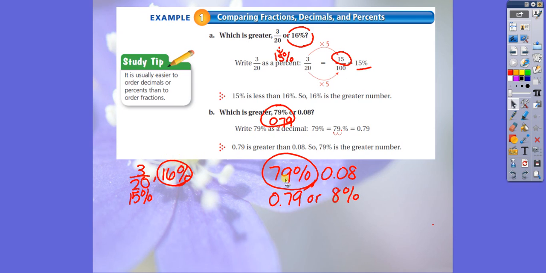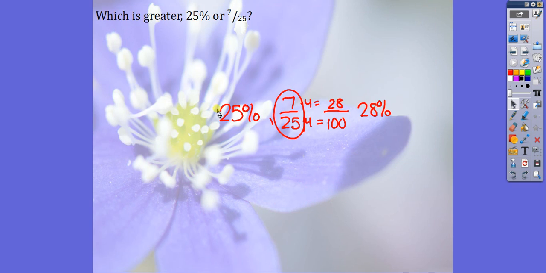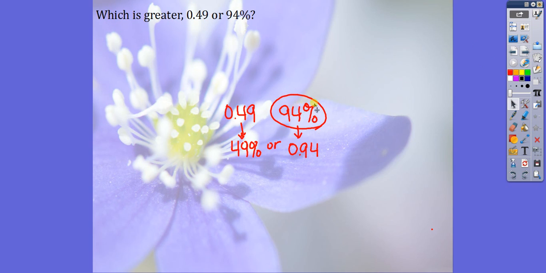It's not enough just to circle the answer, you need to prove it to me by putting the two numbers in the same format. So you did this one in class on your own. It took you a bit of time to figure out how to get this fraction up to 100, or 28%, and then you circled 7/25. You circle the original number because that's the number that was given to you in the problem. Turning it into a percent is the tool we use to be able to compare.